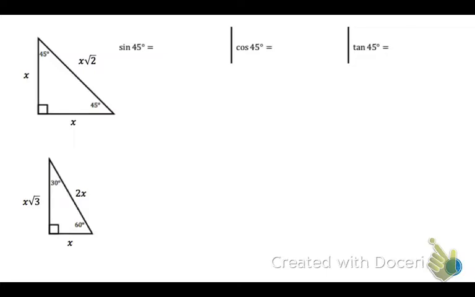If we're trying to find the sine of 45, we're just using our 45-45-90 triangle. Sine is opposite over hypotenuse, so x over x square root of 2, which is 1 over the square root of 2. If you rationalize that, that's the square root of 2 over 2. Cosine of 45 is the same exact thing as sine, so you end up getting square root of 2 over 2. Tangent of 45, opposite over adjacent, that's x over x, which is just 1.